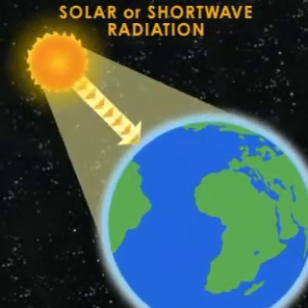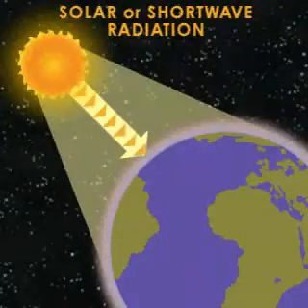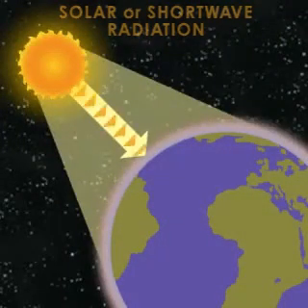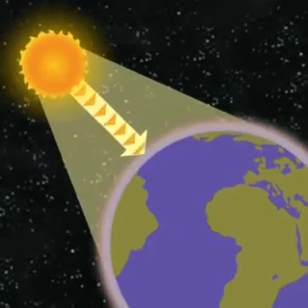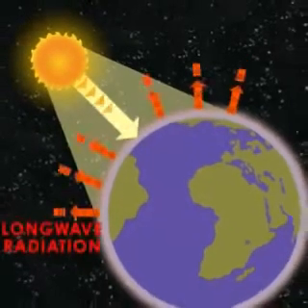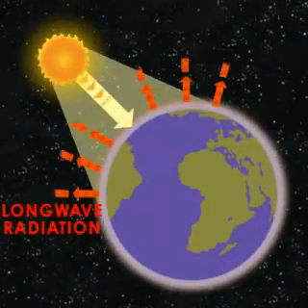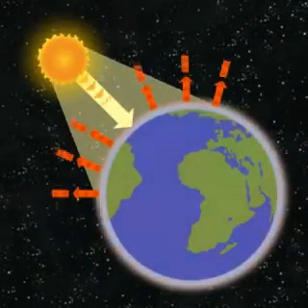The absorbed solar radiation heats up the Earth. While the Earth continually absorbs solar radiation, it will not simply continue to heat up. In response to this heating, the Earth emits long-wave radiation into space. The emission of long-wave radiation cools the Earth.